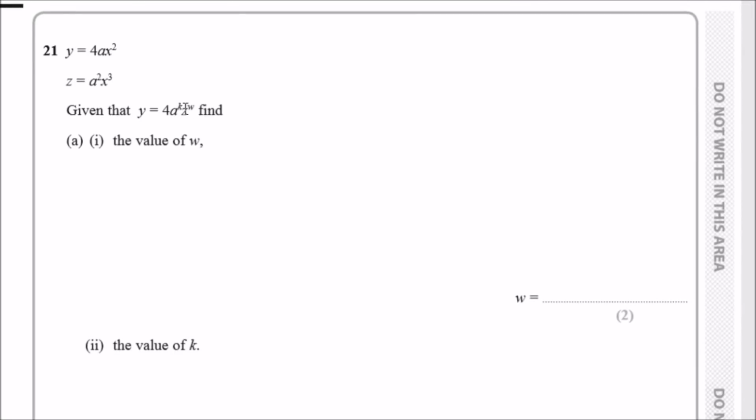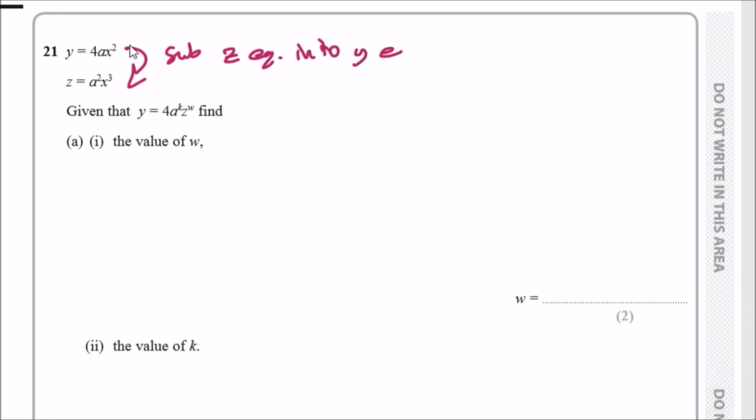Now all it seems to me is that they've just literally removed the x. So the key idea is to make x the subject for one of these variables and plug in. It looks to me that they've copied out exactly the y equals 4a equation and then replaced x with a z on the second. So this is actually a simultaneous equation, guys. We've just got to plug in. So let's go ahead and do that. Let's substitute the z equation into the y equation.